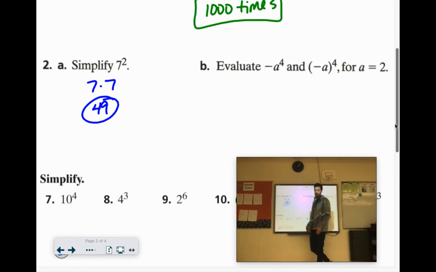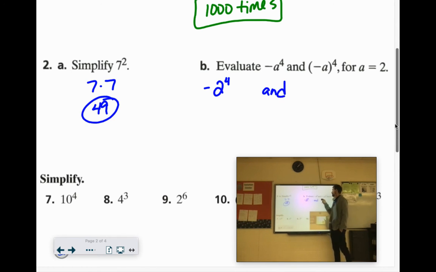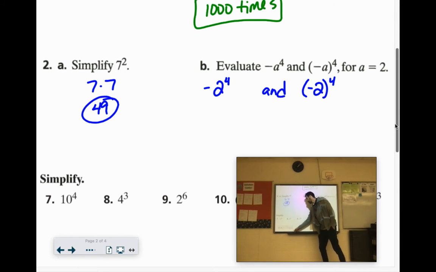That wasn't too bad. Evaluate negative a to the fourth, and parentheses negative a to the fourth, for a equals 2. So we're substituting in 2 here. So it'd be negative 2 to the fourth and negative 2 to the fourth. Again, sounds very similar, but will give us different answers.